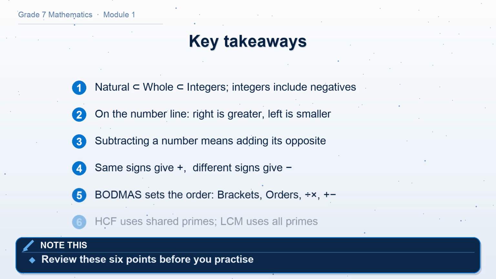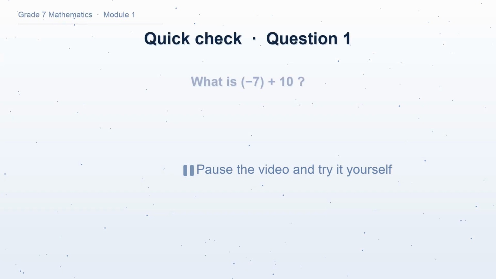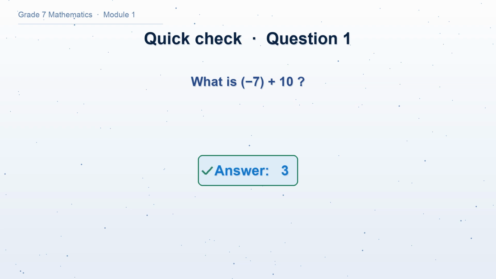Now let's check how much you remember with 3 quick questions. Here is the first question. What is -7 plus 10? On the number line, start at -7 and move 10 steps to the right. You land on +3, so the answer is 3.